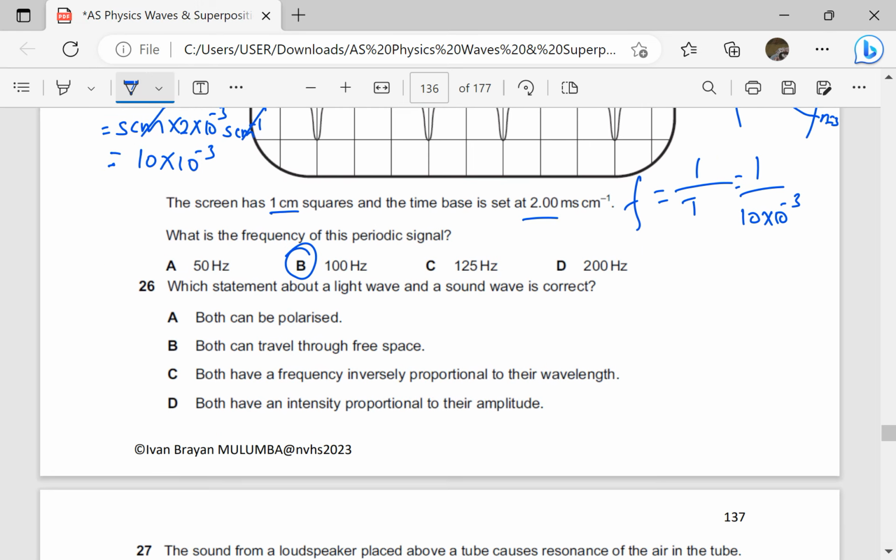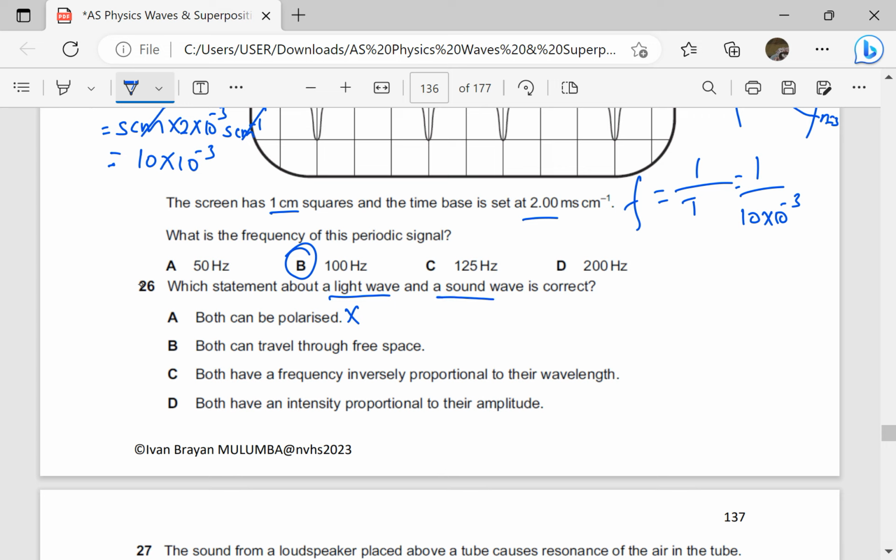Which statement about light wave and sound wave is correct? We know light waves are transverse and they are electromagnetic. Sound waves are longitudinal. Electromagnetic waves undergo polarization. So when we say both can be polarized, that is not true. Longitudinal waves cannot be polarized.